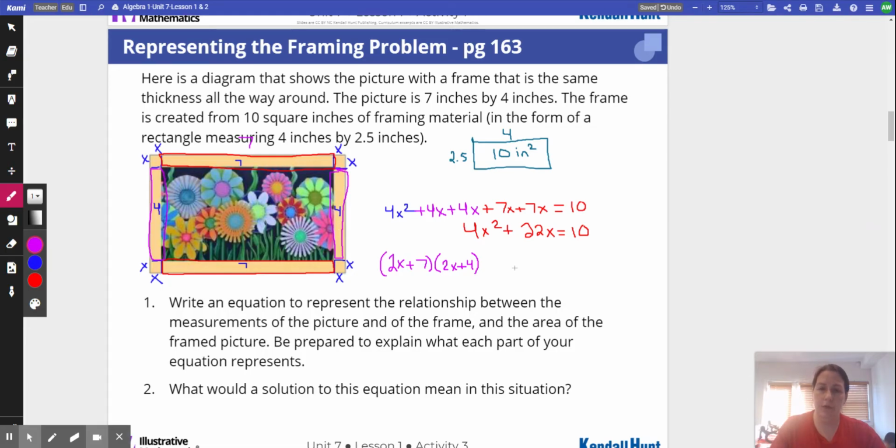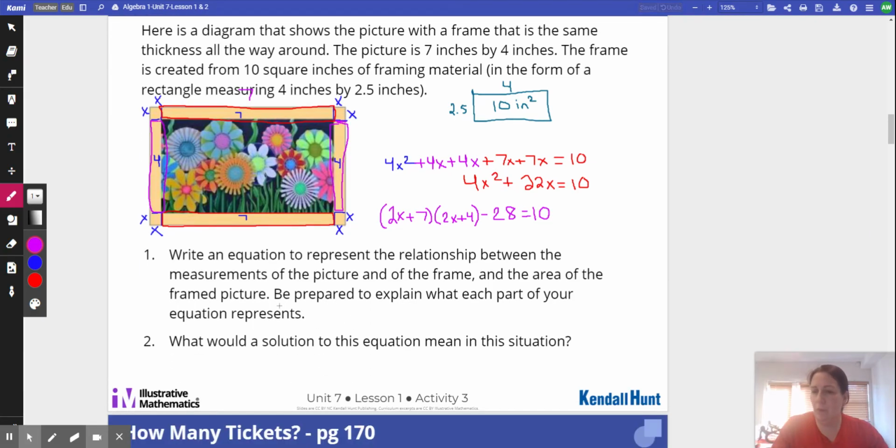But if I only want the area of the frame, I have to take away the area of the picture. The picture was 7 by 4. If I take away that picture area, what's left over on the outside would be the 10 square inches for the framing. So this would also represent the same equation we have up here. If I were to distribute the 2x plus 7 times the 2x plus 4 and simplify this, I would get 4x squared plus 22x. You can go ahead and try it on your paper.